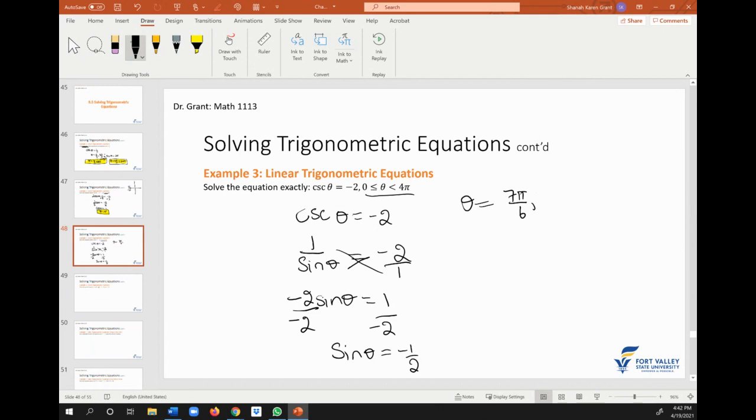Starting in the third quadrant, then we have 11 pi over 6. That's in your first rotation. But then if you add 2 pi to each of these, then you'll have 19 pi over 6 and 23 pi over 6. And we can look at it.